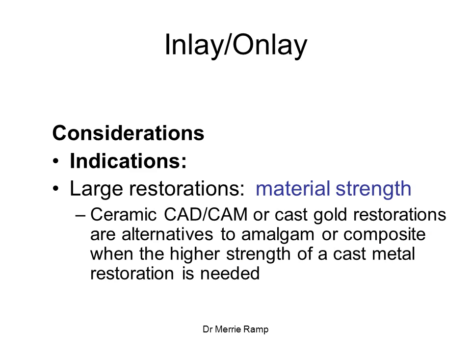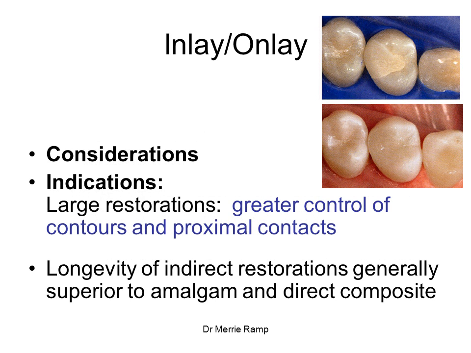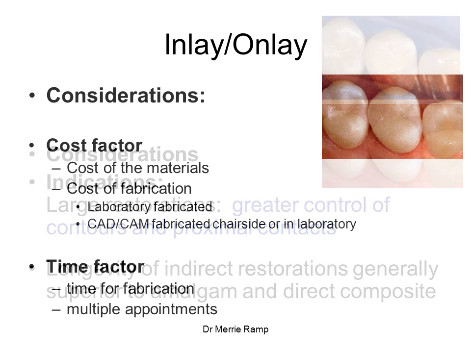When do we use an indirect restoration? We consider the size of the restoration and the amount of remaining tooth structure. Large restorations are very dependent on the strength of the restorative material. CAD CAM ceramics and gold have that necessary strength. Another issue with large restorations can be obtaining contours with direct restorations. With indirect, the contours and contacts are controlled during fabrication. The length of service of indirect restorations is generally superior to that of amalgam or direct composite.